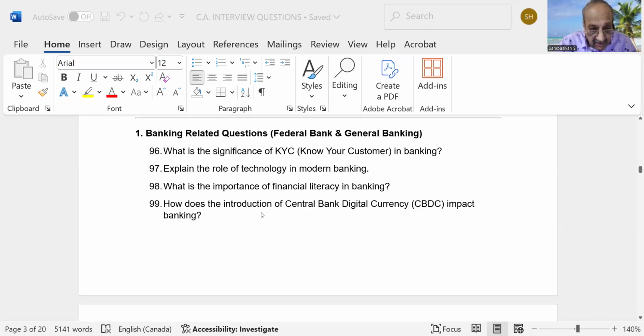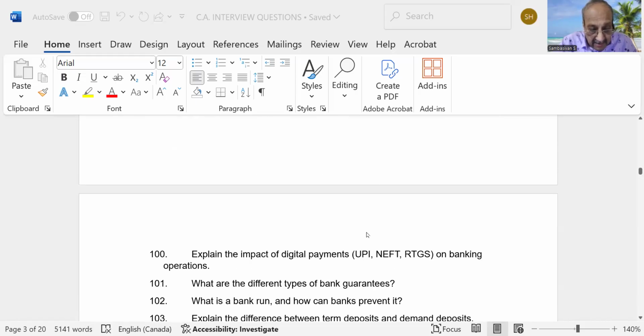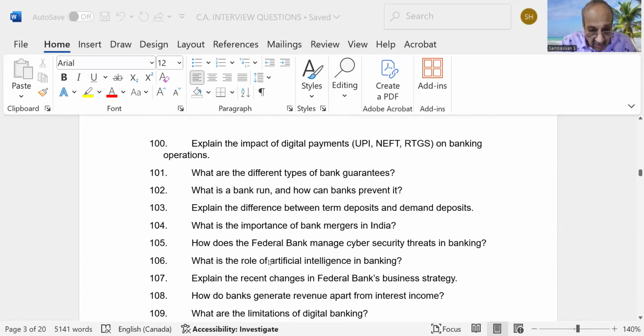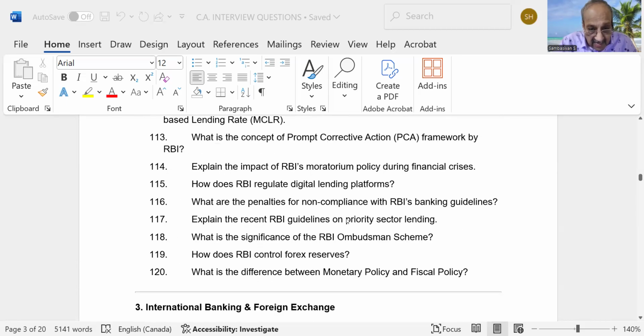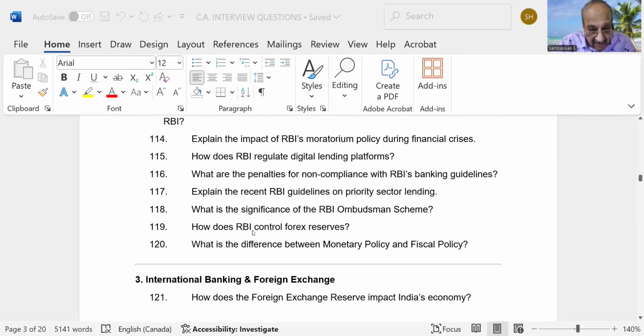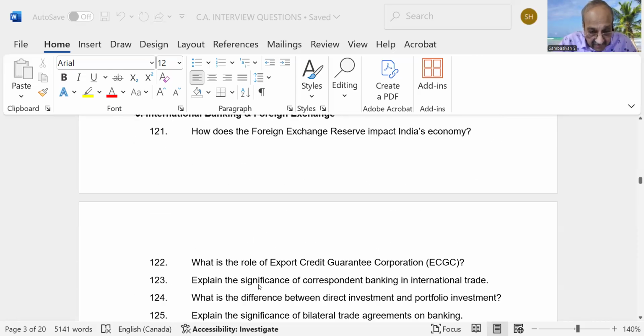Then some more questions. How does the introduction of central bank digital currency impact banking? Then what is the role of artificial intelligence in banking? Explain the recent RBI guidelines on priority sector lending.